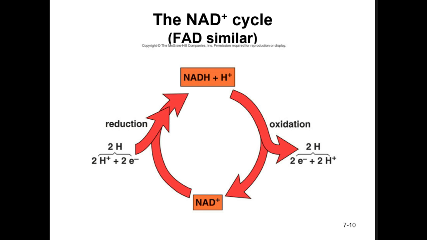One of the key coenzymes that plays a role in cellular respiration is a molecule called NAD. NAD is a coenzyme that can accept electrons and protons and store them until they're needed. When NAD accepts electrons and protons, it becomes NADH. FAD is another coenzyme that functions in a similar fashion.